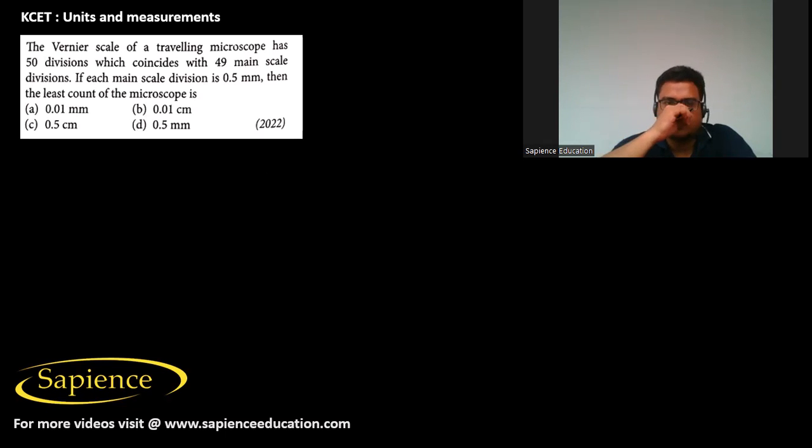The vernier scale of a traveling microscope has 50 divisions, which coincides with 90 main scale divisions.